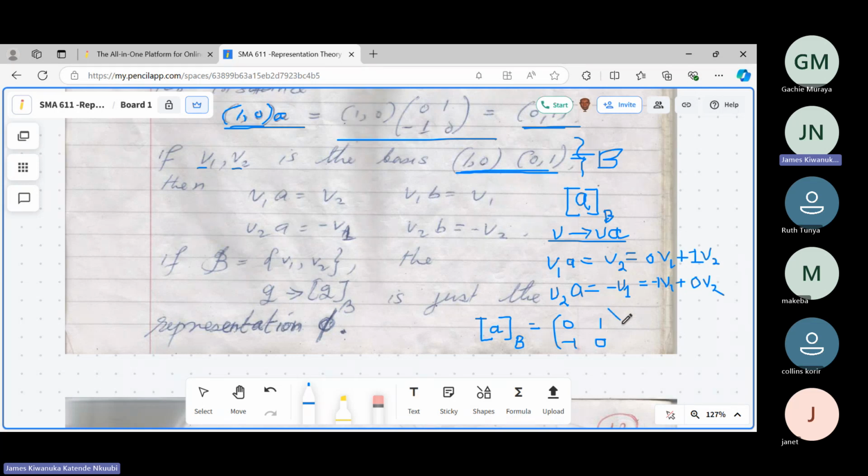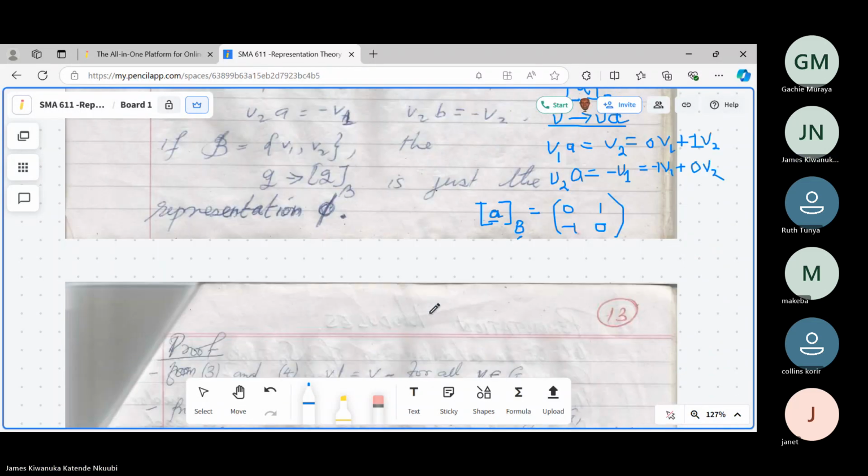So this becomes your matrix for the linear transformation that is induced by A with respect to the given basis. Here, the given basis is just the standard basis. It turns out to be the same as this alone. You can do this for the other.